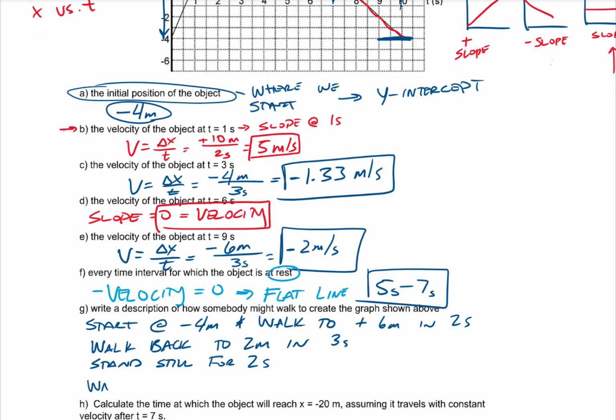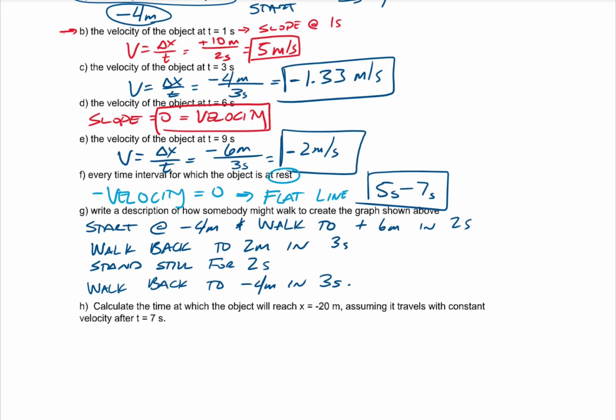And then walk back to -4 meters in the last 3 seconds. That would be one way that you could write that out. Your narrative can look a little bit different, but it needs to include mostly the same information.